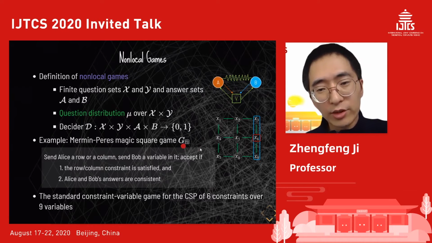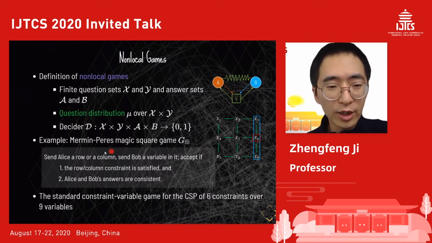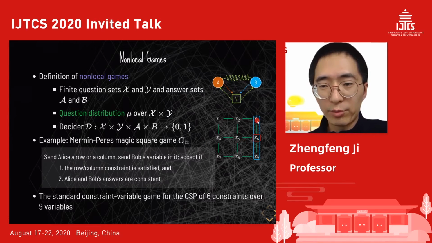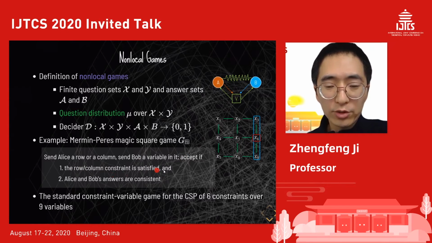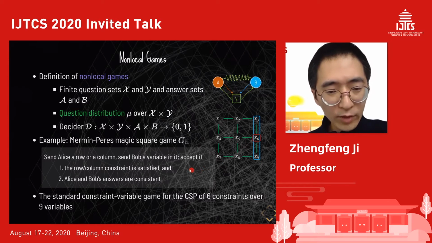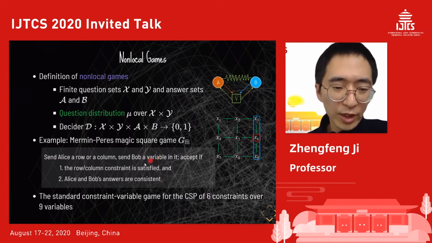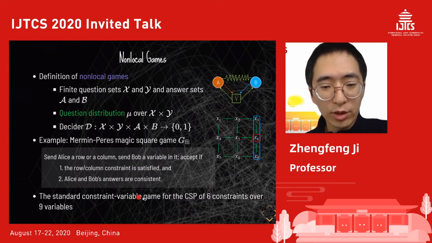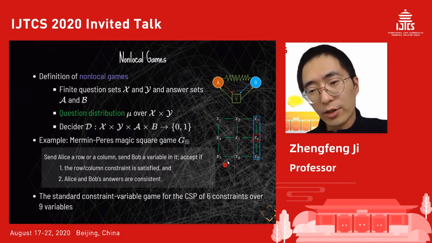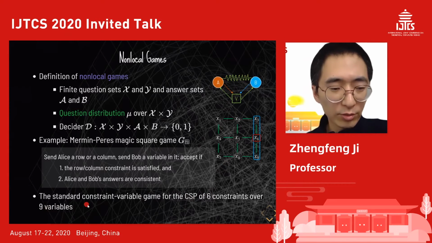Nevertheless, you can turn this into a two-prover game where Alice is given, say, a column, and Bob is given one variable of the column, and we would accept if the constraints are satisfied, and Alice and Bob give consistent answers on this shared variable, in our case x6. So this is a way that we can transform a set of constraints into a two-prover game, and that's the standard constraint-variable game for CSPs, and in our case it's 6 constraints over 9 variables.